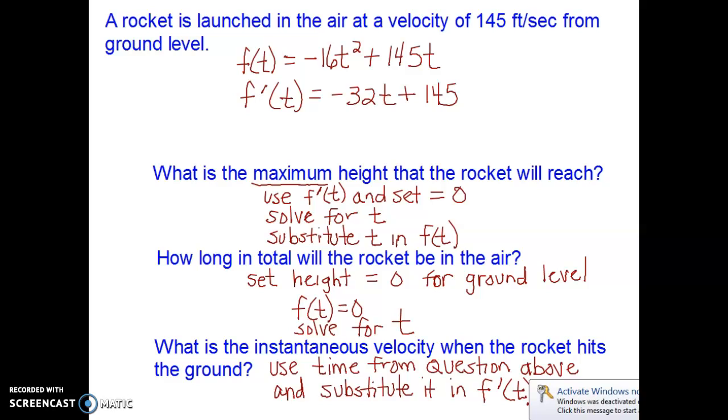If you recall when we looked at critical points, maximum and minimum points came from using the first derivative. So it's very similar with this. You would want to take the first derivative, set it equal to 0, and solve for the variable t. That's going to give you the amount of time. As long as you have time, you can substitute it into the original function, which is the height.